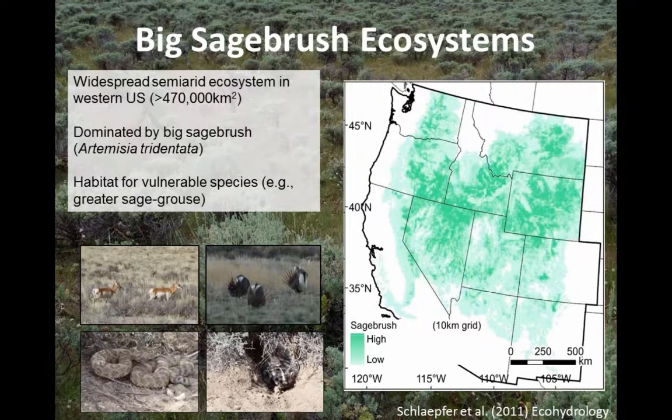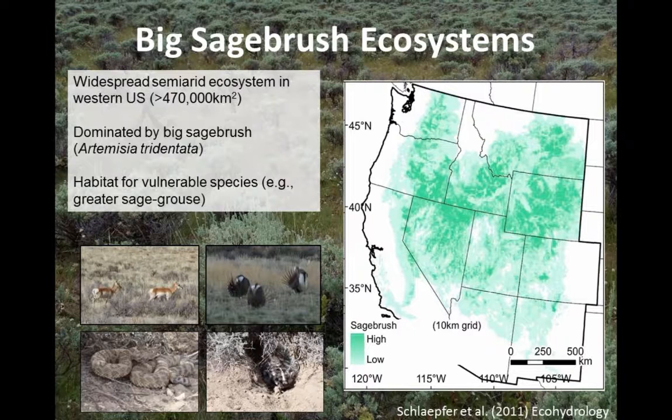Probably everybody here knows that these big sagebrush systems are quite widespread. We define them as those dominated by big sagebrush, Artemisia tridentata, which provide a lot of habitat for species we won't talk about. This is a general picture, according to one assessment, of where sagebrush ecosystems tend to exist across the West. Obviously quite widely distributed.